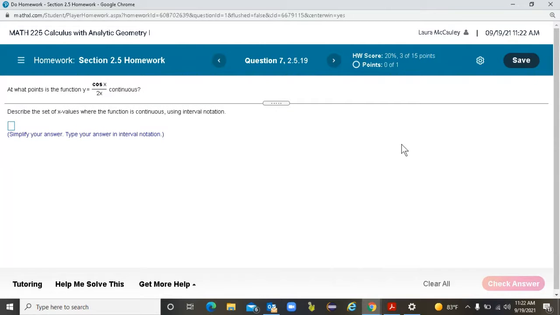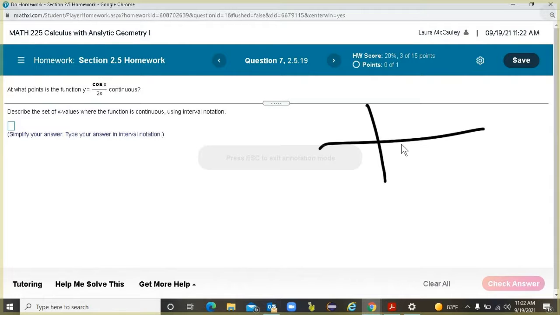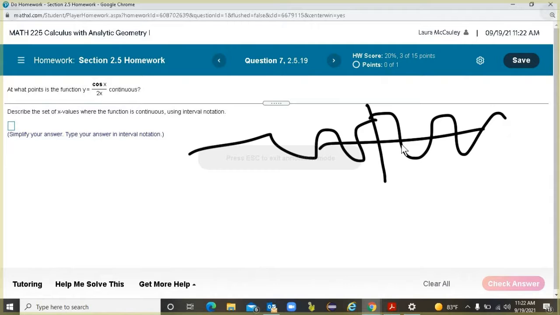All right, so let's look at this one. This one wants to know where cosine x over 2x is continuous. So again, just kind of the numerator is fine. Cosine x, remember cosine x just looks like this. He doesn't have any problems. 2x, of course, is just a line. That was really bad. I said a vertical line, a diagonal line with a slope of 2. So individually, they're both okay.